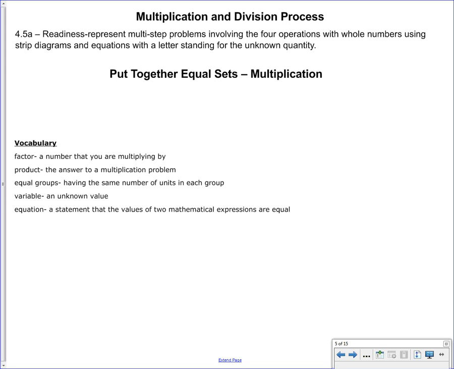In the previous video, we discussed division. This video is going to cover multiplication. Here are some of the vocabulary words that you may hear in the video. Please pause it so that you can familiarize yourself with them.